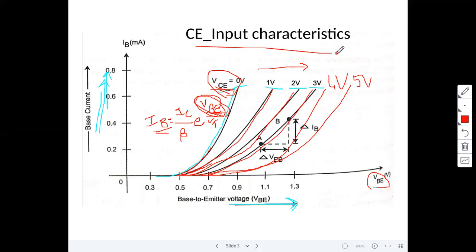Once again, how to plot the input characteristics? Input characteristics is input current versus input voltage. At the same time, we have to maintain the transistor output voltage constant. For different output voltages, we are getting different curves here. Why? Because VC changes, VB also changes.